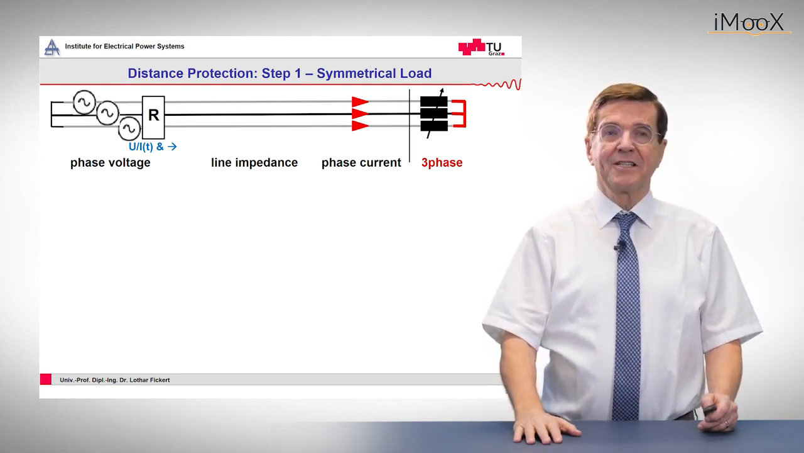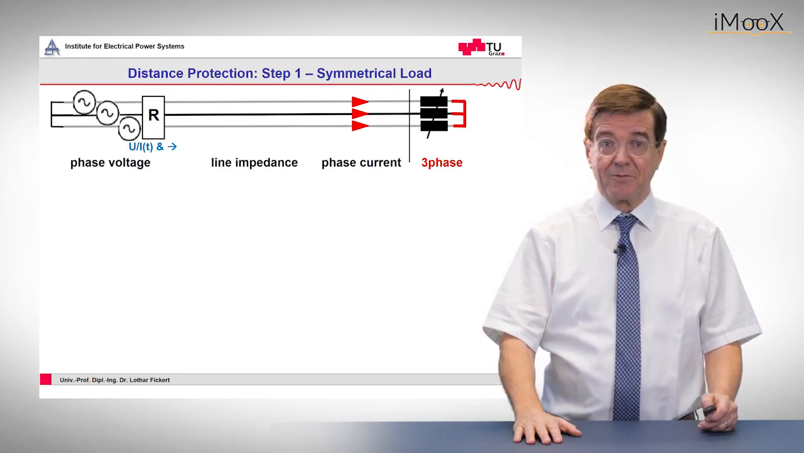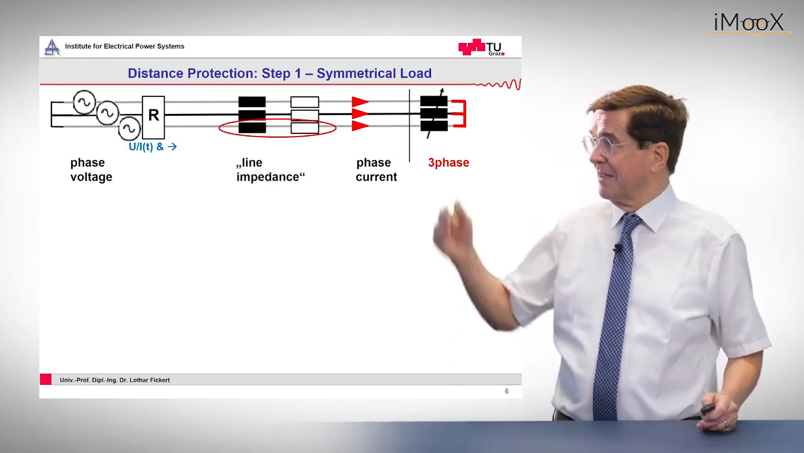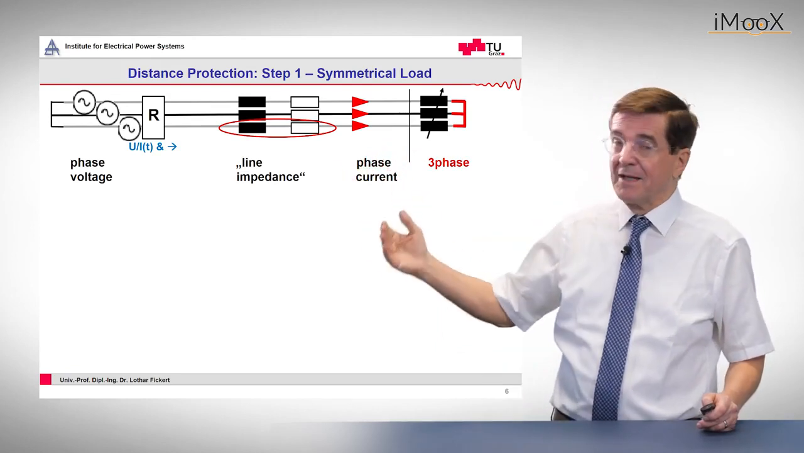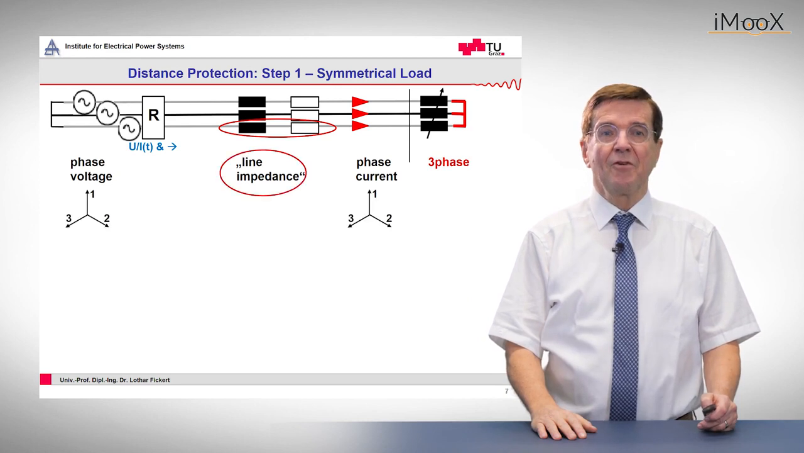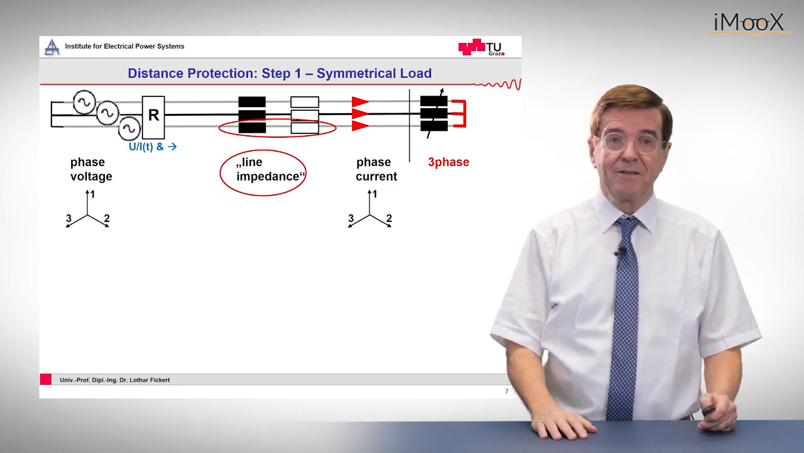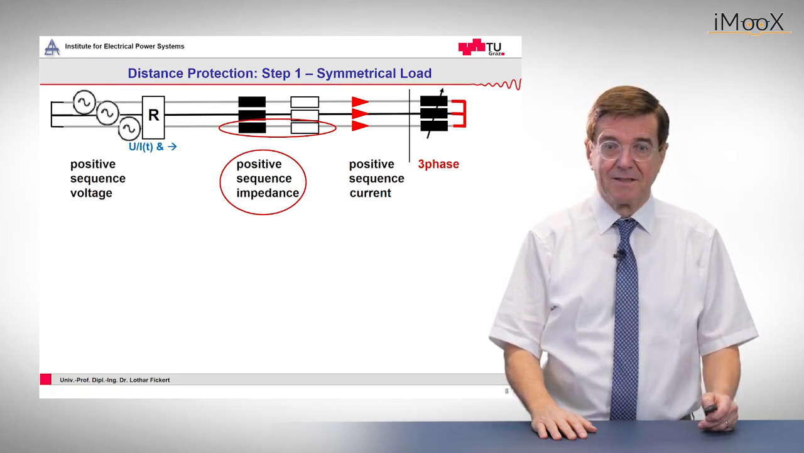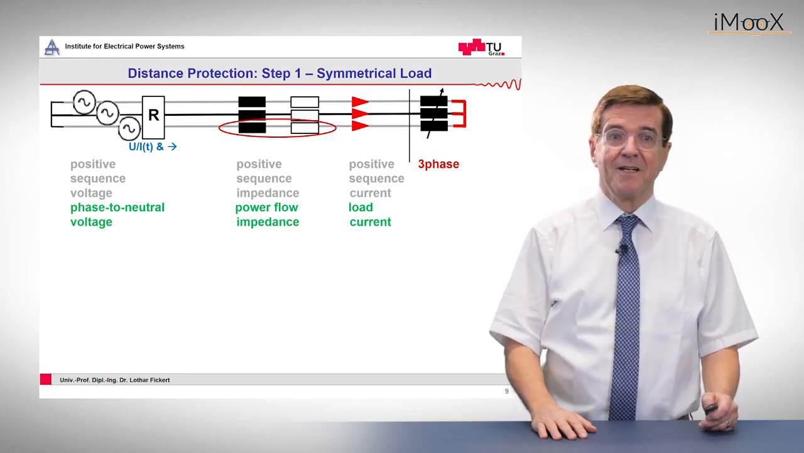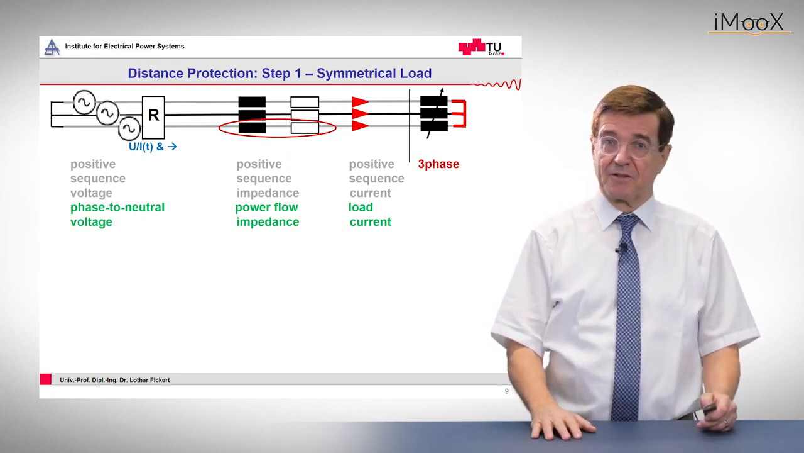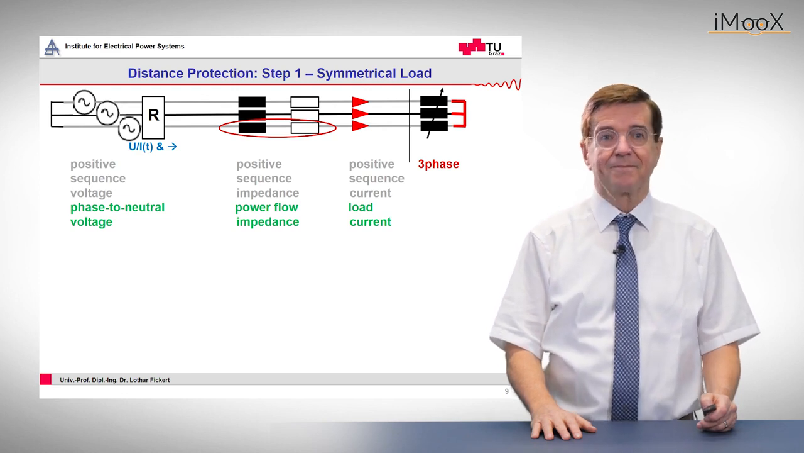So for the consideration, we start with a healthy network with a symmetrical load. That means we have a phase voltage, we have the line impedance, the phase current, and the three-phase load. And since all these are fully symmetrical, it turns out that the so-called line impedance is identical to the positive sequence impedance, or as some other people say, it's the power flow impedance. This is very usual and very common to all electrical engineers.